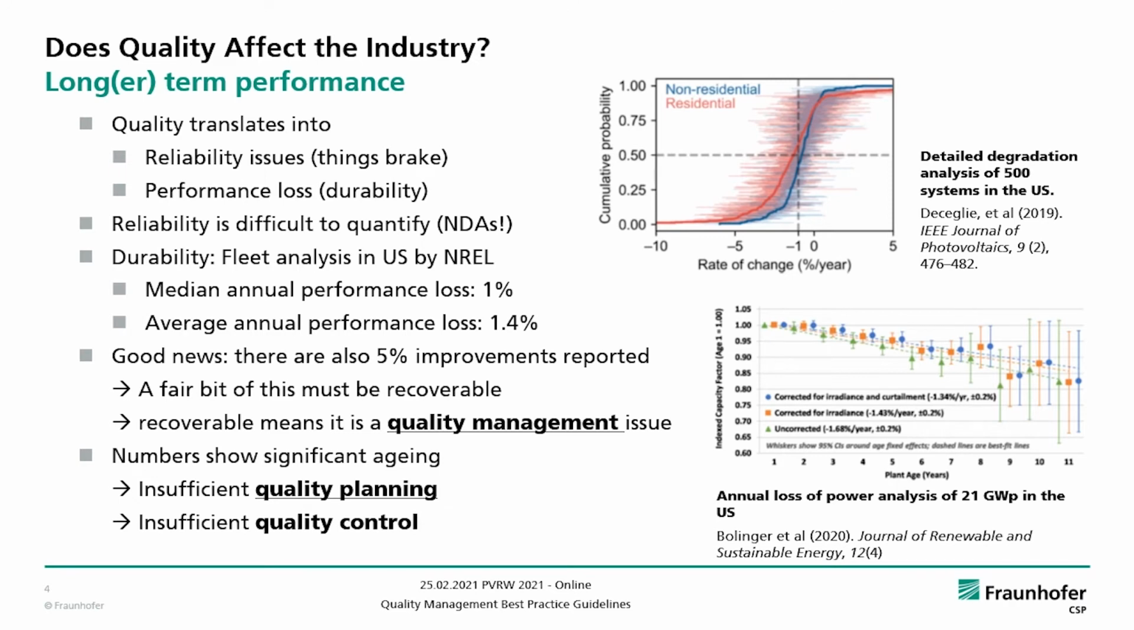And for the performance warranties, that is twice as fast a system loss as the module warranty. That doesn't quite equate because this is not necessarily a module loss, this is a system loss. There are some good features in these graphs which they've shown, that there's sometimes up to 5% improvements year to year. That means there is a fair bit of what has gone wrong which is recoverable.